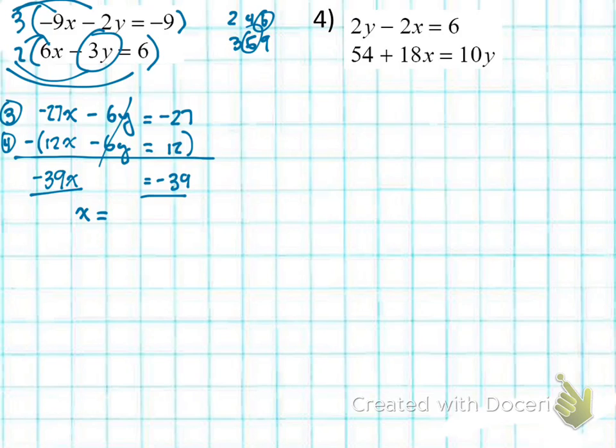What's negative 39 divided by negative 39? 0. No. Divided. 1. Positive 1. Okay?